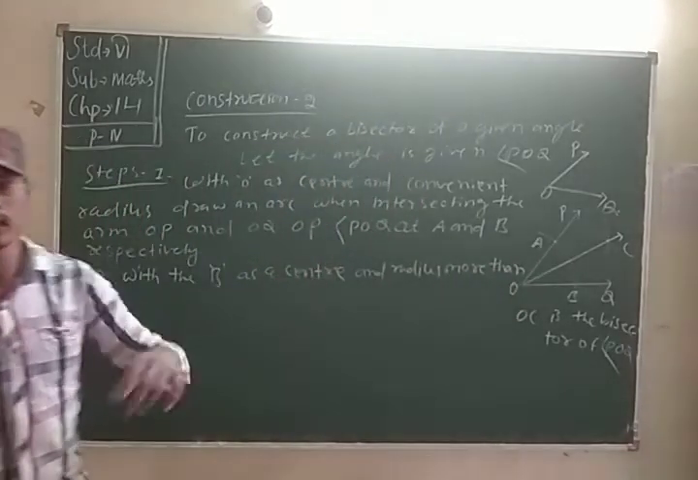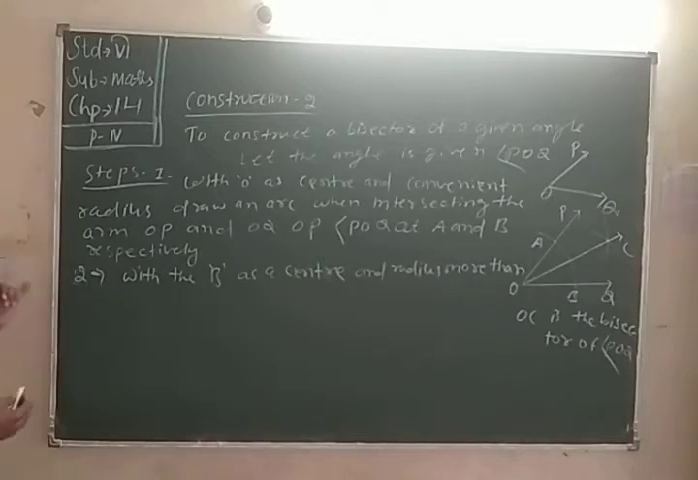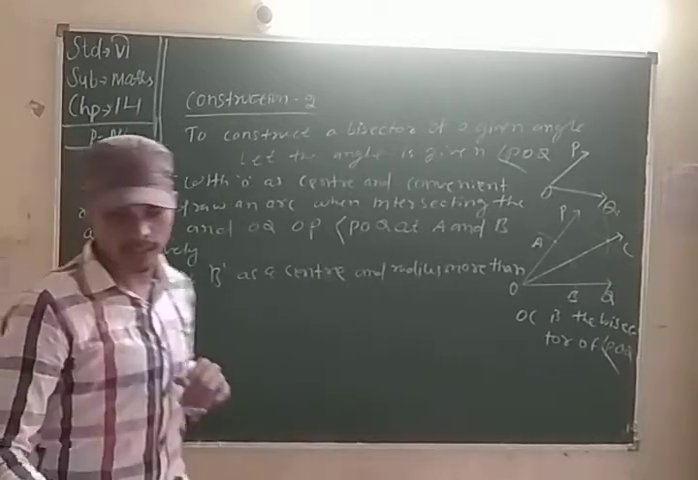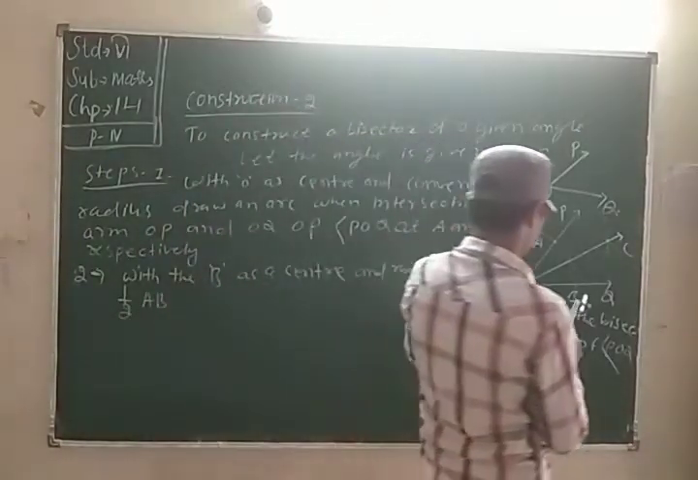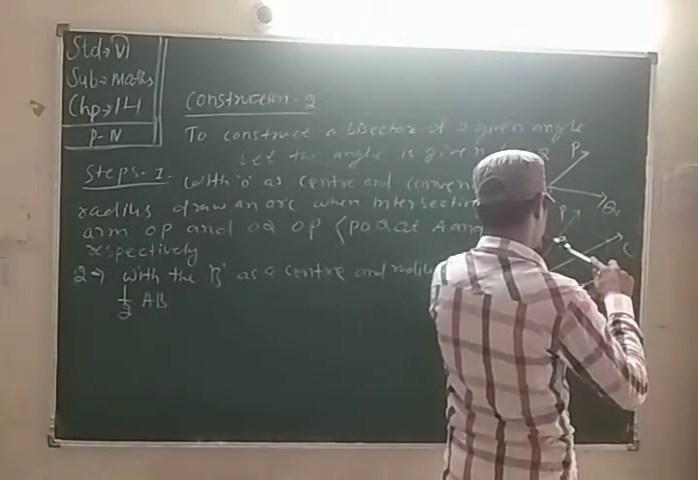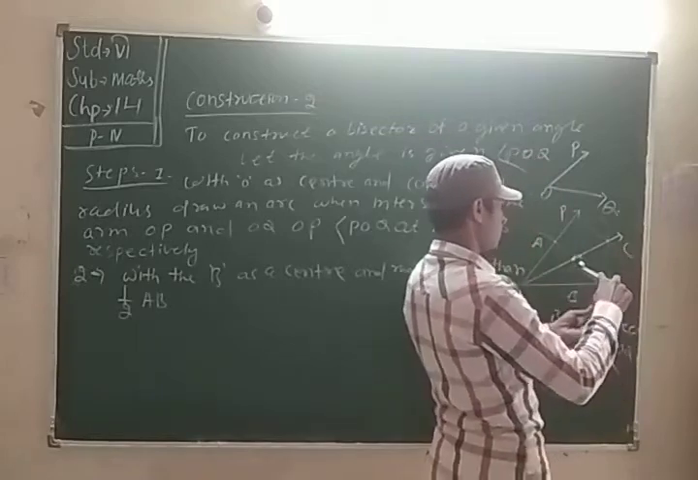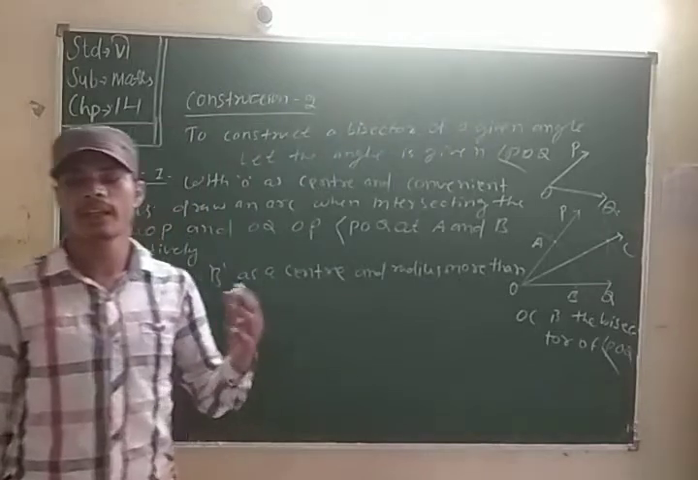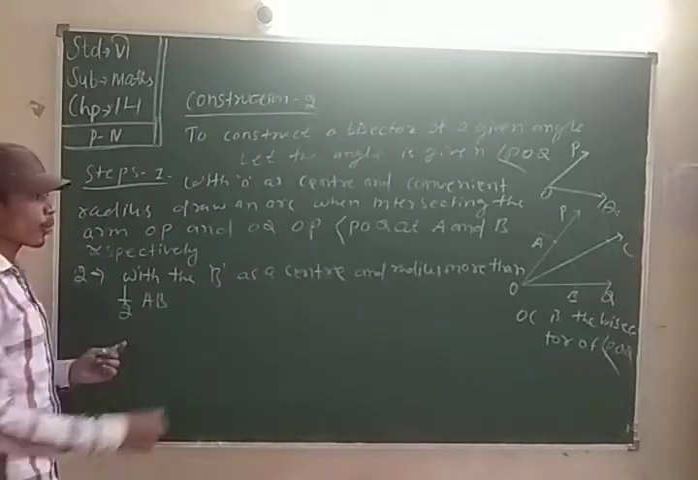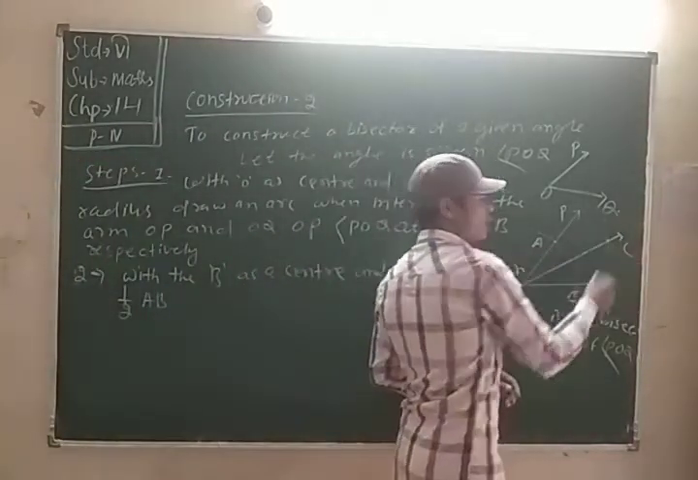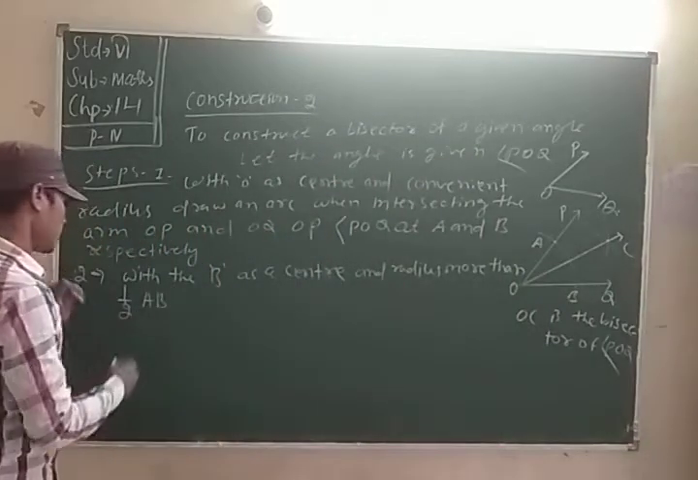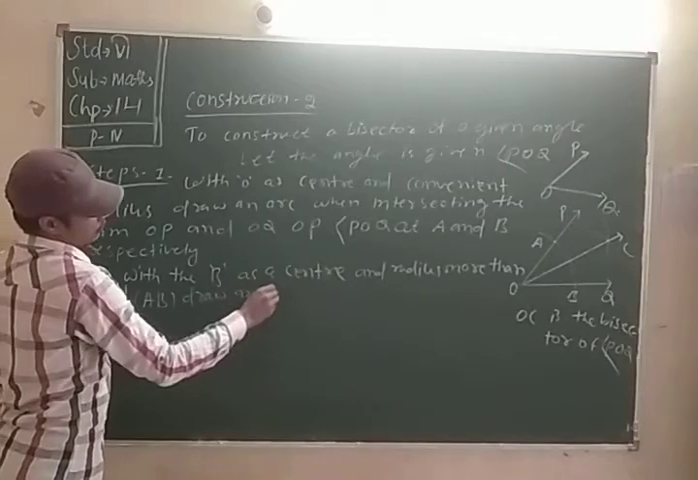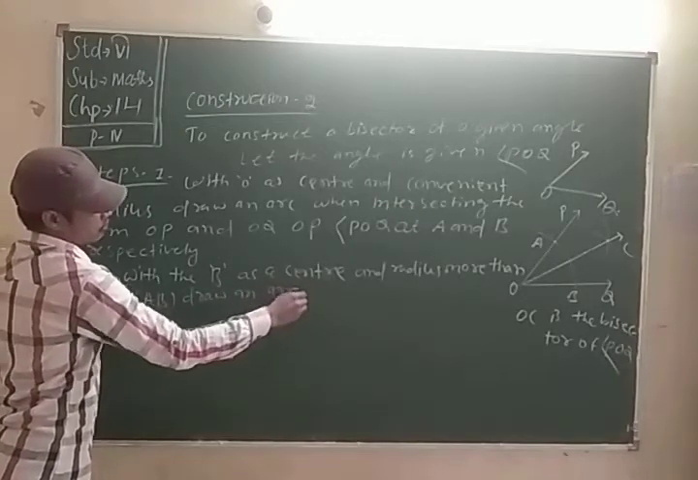What is the radius? We take a radius more than half of AB. Here is the half of AB, and more than half is where we put C. You can take a radius more than half of AB. Clear about it? Here we draw an arc, and in the same way we draw the other arc.